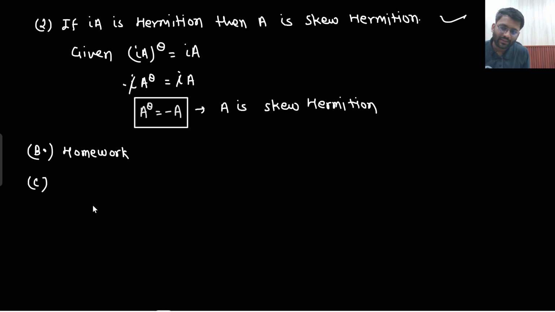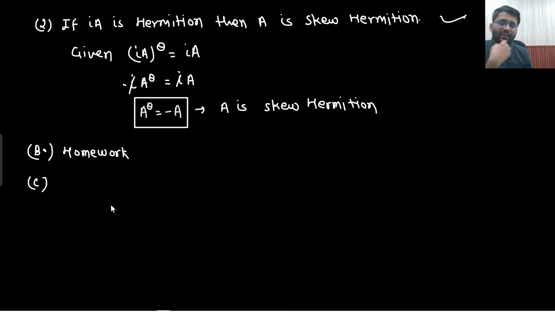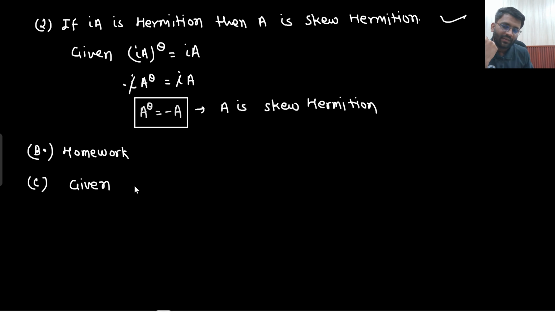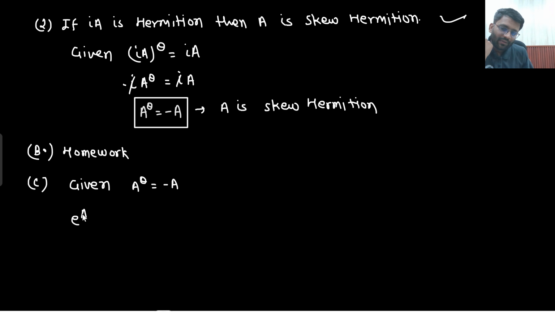Okay, let's check option C now. If A is Skew-hermitian, then e to the power A is unitary. What is given? A is Skew-hermitian. Then you need to comment on e to the power A. E to the power A we need to comment on. What is e to the power A?